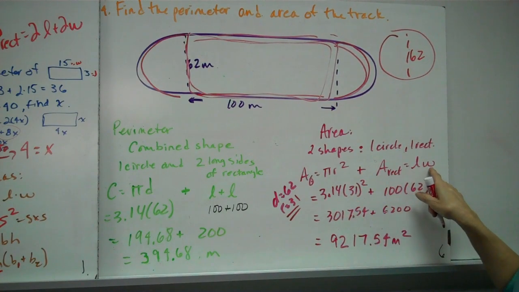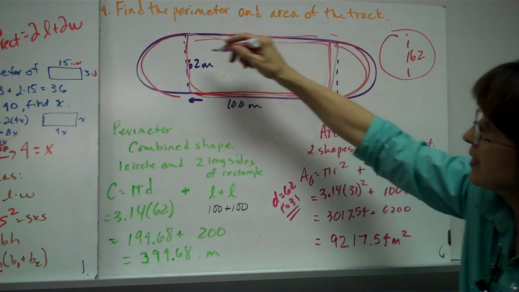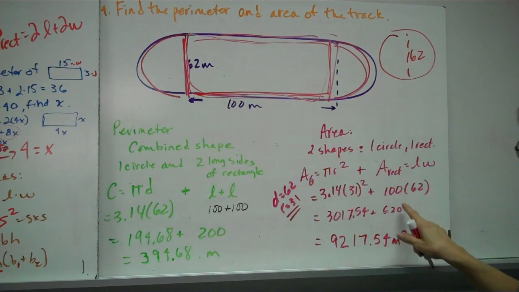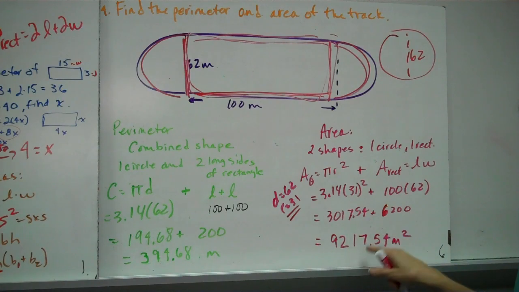The area of my rectangle is length times width. Well, my length I know is 100, but how do you get the width? Oh, it's the same as the diameter of the circle. See how that works out? And you have 100 times 62, which is 6,200, and then you add those two together, and you get your final answer. Okay, that's it.